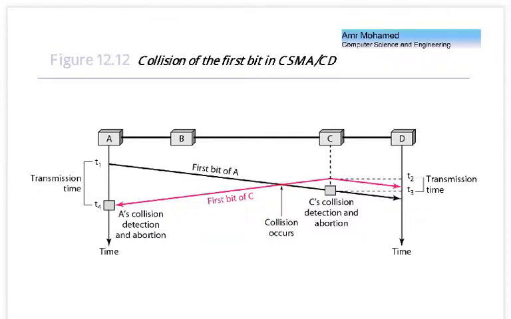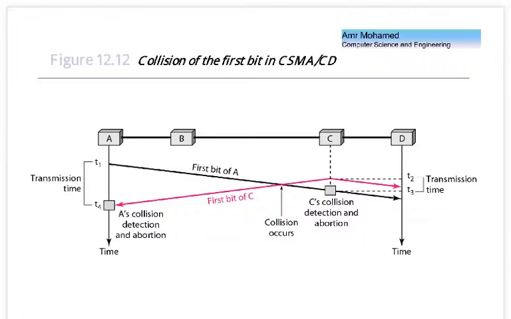Because this is the first bit of the frame sent from C. This is the first bit from A. And they will overlap at this point in time. So collision physically occurs here. Okay? The collision occurs at this point. So if there is a node here, it will be able to detect the collision for the first time.